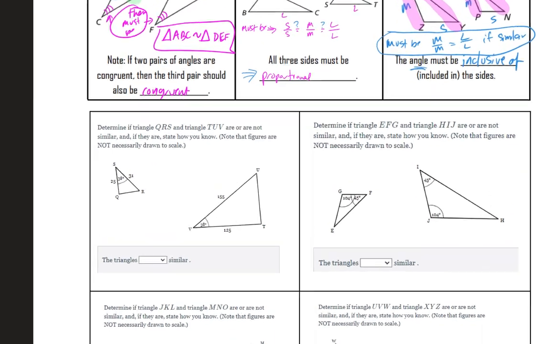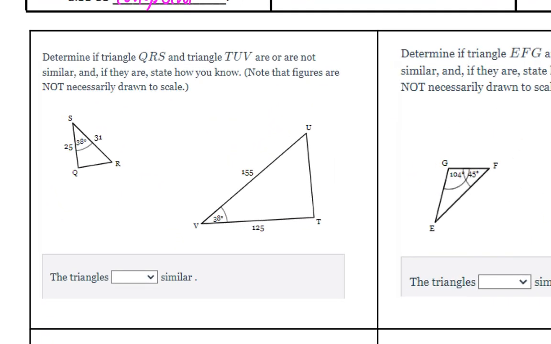Okay, so here's what our first problem is going to look like. It's saying determine if this triangle and this triangle are similar or not. So we're trying to find out, are they similar? Okay, so what do we know? We see this is a side, this is an angle, and this is a side. So this is a side, an angle, and a side.